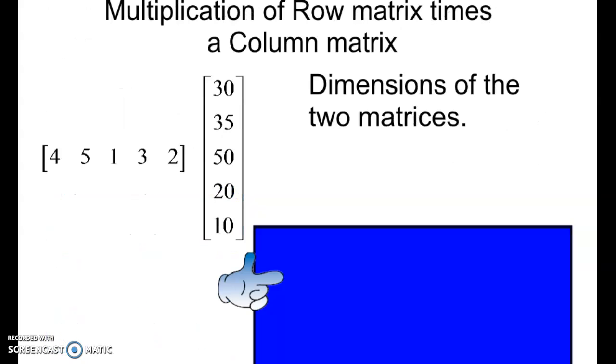Multiplication of a row matrix times a column matrix. First of all, we want to think of what are the dimensions of these two matrices. Remember for dimensions, you want to do row by column. So this first one is a 1 by 5, and then the column matrix, rows 1, 2, 3, 4, 5, is a 5 by 1. There's only one column.